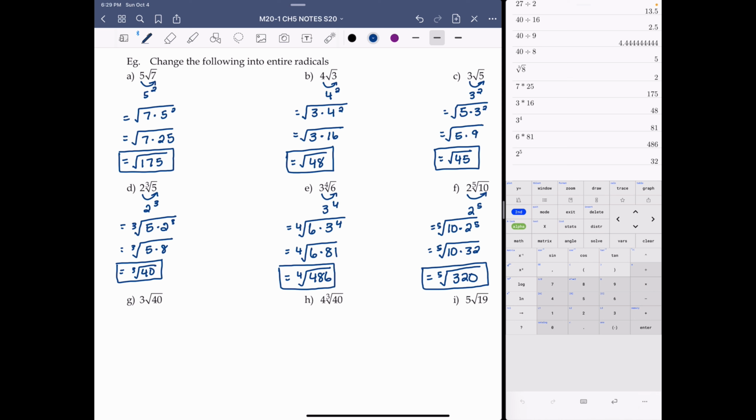3 times the square root of 40. We're doing the square root, so it's 3 to the power of 2 to move it underneath, which gives us the square root of 40 times 3 squared, which is the square root of 40 times 9, which is 40 times 9 is 360.